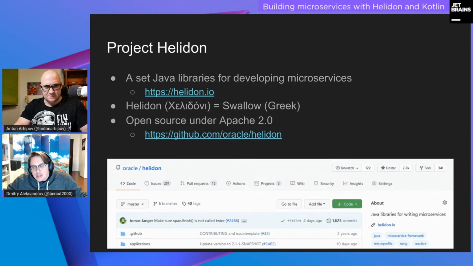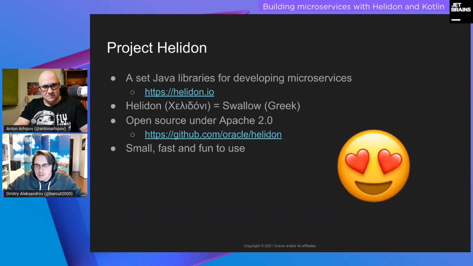So that means that actually we are in GitHub and we are under the Apache 2.0 license. Just go to github.com/oracle/helidon and you will see everything we do, all the issues that we have, everything. So it's open source, and this is actually wonderful. Once again, very small, very fast, and this is one of our goals, to make it really fast.